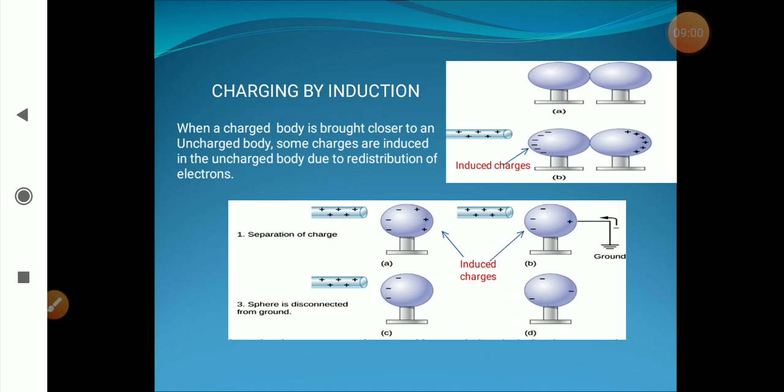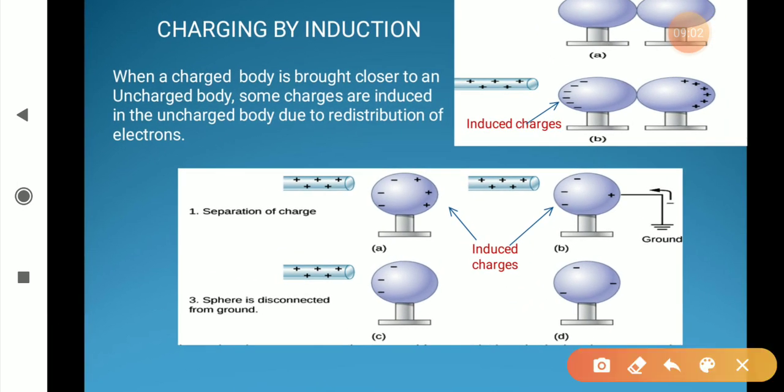Okay, so in this case you can see a positively charged rod is brought closer to a metallic sphere, which again is mounted on a non-conducting stand, and this again will attract electrons towards it, and electrons are free charge carriers in metal, so electrons can move. So this end becomes negative and this end becomes positive.